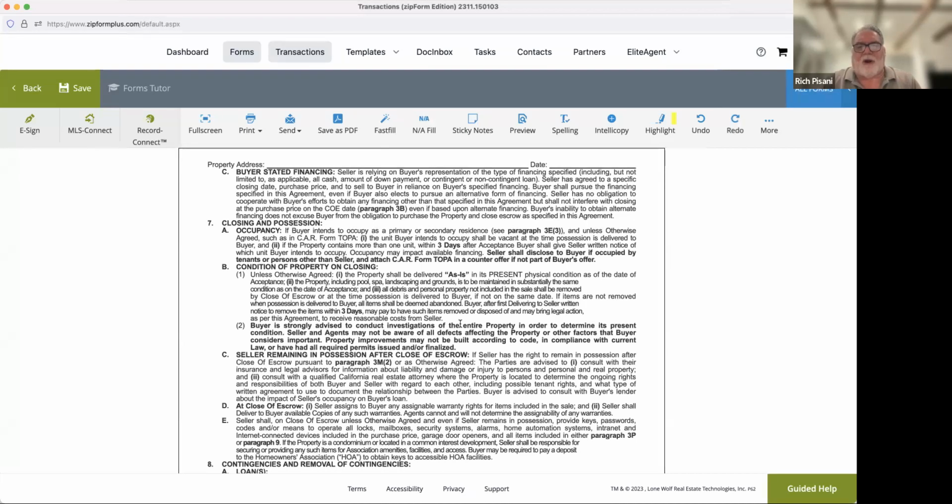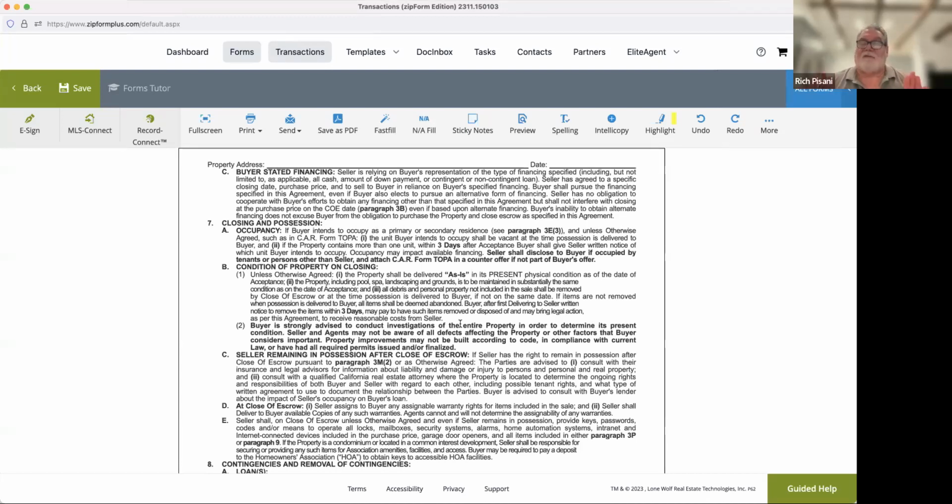And all debris and all personal property not included in the sale shall be removed by close of escrow at the time possession is delivered to buyer. If items are not removed when possession is delivered to buyer, all items shall be deemed abandoned. Buyer, after first delivering to seller written notice to remove the items within 3 days, may pay to have such items removed or disposed of, and may bring legal action as per the agreement to receive reasonable costs from seller.